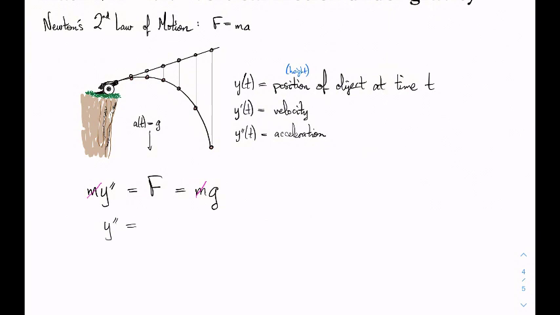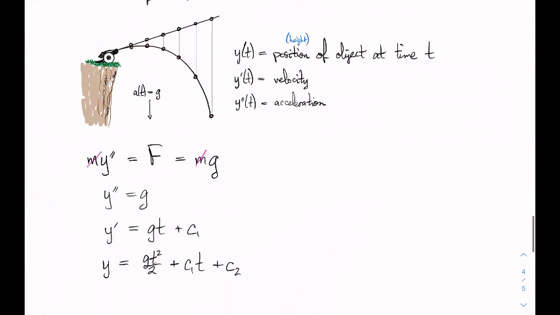g. So now, since the dependent variable is isolated over here, in order to solve for it, we can just integrate. There's no y's or y primes appearing anywhere else in the equation. So if we integrate once, we get y prime equals g times t plus some constant of integration. And if we integrate again, then we get gt squared over 2 plus c1 t from integrating the constant, and then we get a second arbitrary constant of integration.